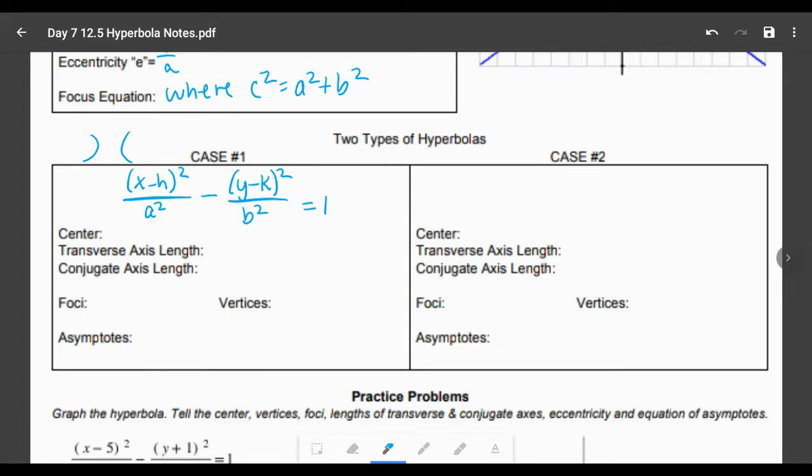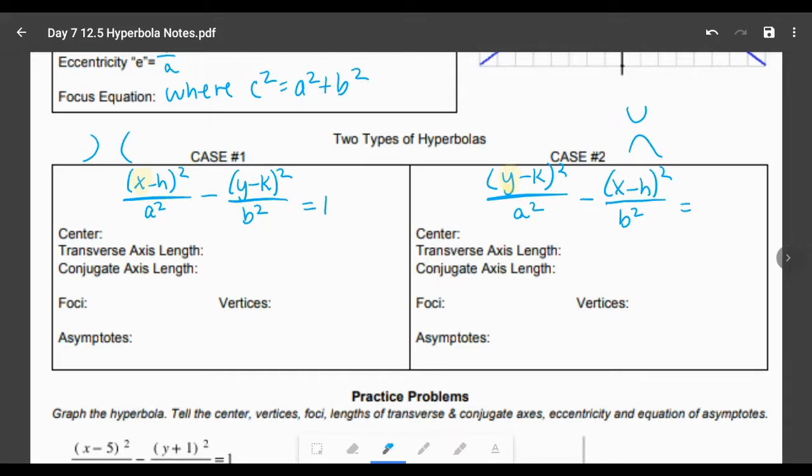The other case is where the hyperbola opens up and down, and so that one starts with (y minus k) squared over a squared minus (x minus h) squared over b squared equals 1. So the thing that we should be focusing on is what letter is at the beginning of the equation. If the x is at the beginning, then the hyperbola branches open towards the x direction, which is left and right. If the y is at the beginning of the equation, then the hyperbola opens towards the y direction, which is up and down.